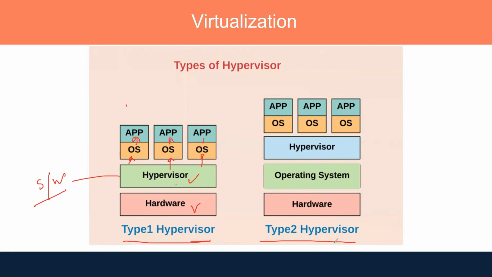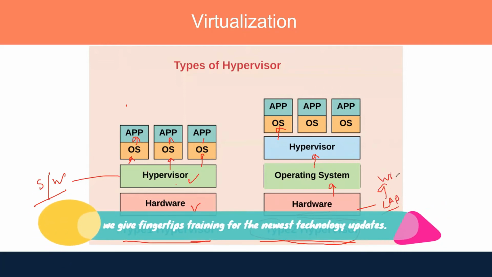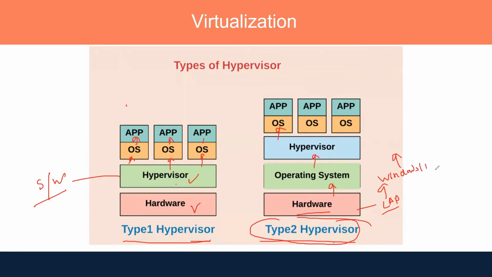There is type 2 hypervisor. First, you need to install hardware, then operating system, then hypervisor, and then on top of hypervisor, you can install the application. I'm using type 2 hypervisor. I purchased the laptop. On top of the laptop, I have installed Windows 11. And on top of Windows 11, I have installed a hypervisor, which is VMware. And on top of VMware, I have installed another operating system, which is Linux operating system.